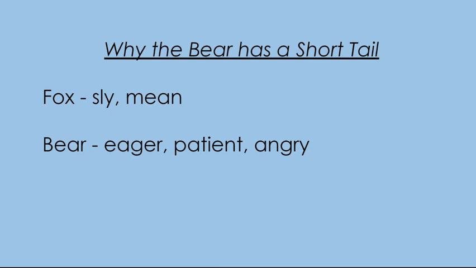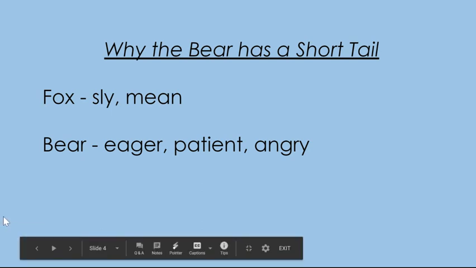Then we have Bear. At the beginning, he's very eager. He wants to be able to fish like Fox. We can also say that Bear is patient because he sat on that cold ice, I think it was all day long. So he was patient. At the end, however, when he realized that he had been tricked, he was very angry with the fox.